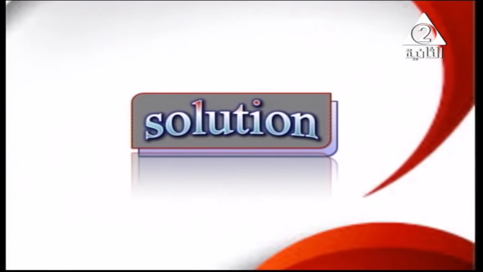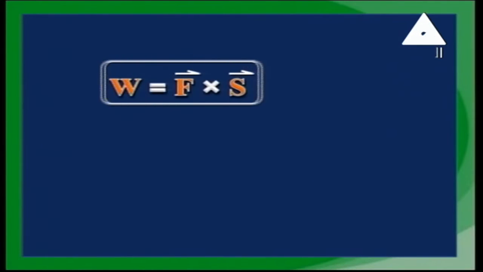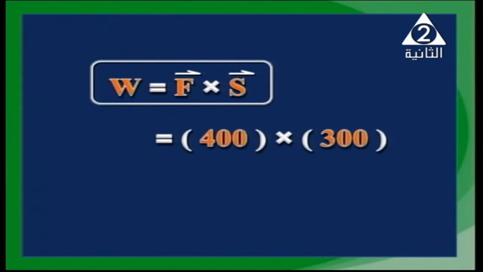Solution. My dear students, in this case, the work done equals F times S. We know that F equals 400 and S is 300, so the answer is 120,000 erg. Another example.